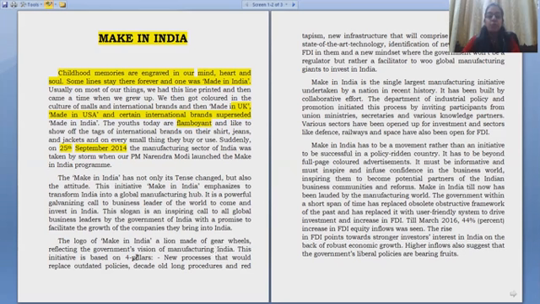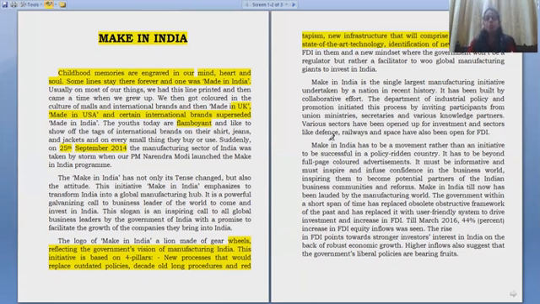This initiative is based on 4 pillars. Now see, this is important. This will only come up, students, when you are a good reader and you understand things. You should know the particular pillars and reasons of this Make in India. The initiative was based on 4 pillars. The first one was new processes that would replace outdated policies, meaning new modernized things. This was a part of the Make in India program.